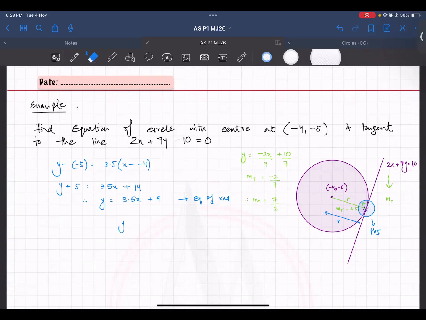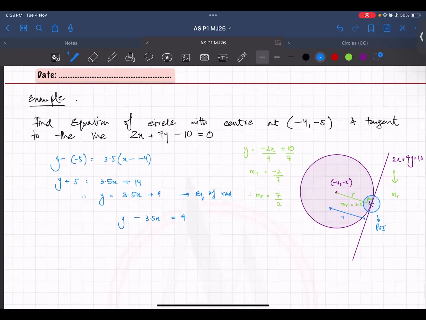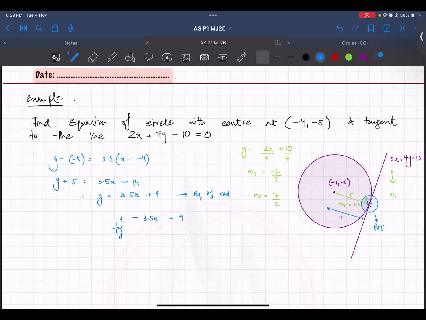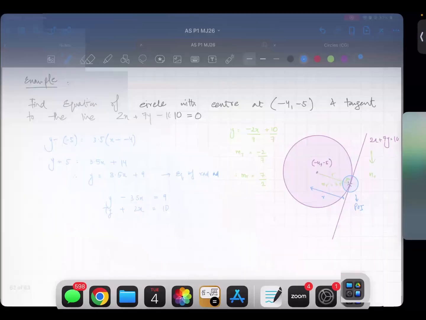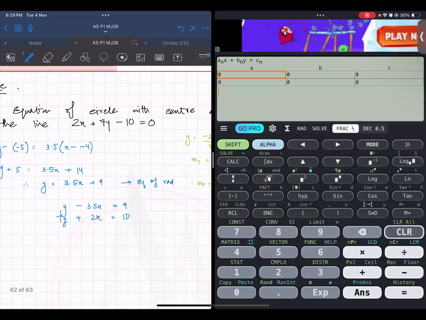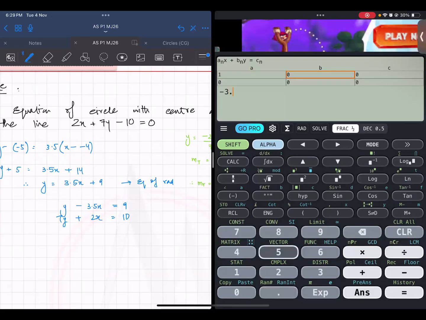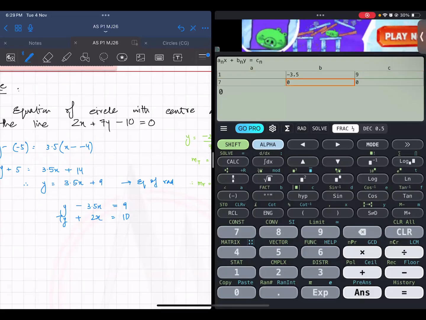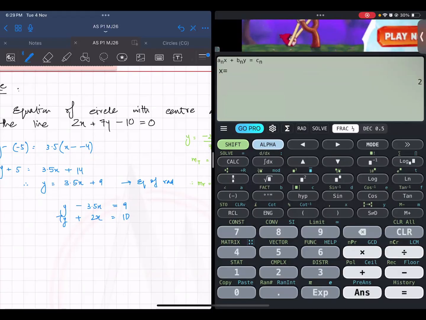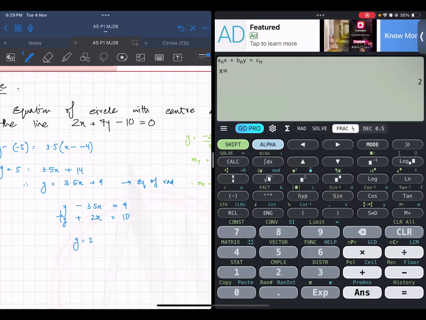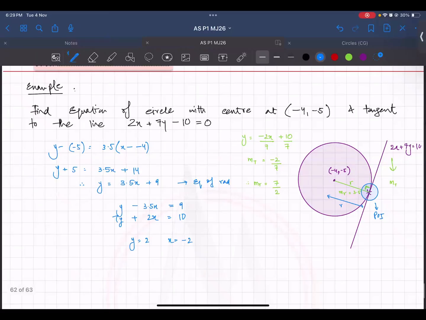So y minus 3.5x is equal to 9, and 7y plus 2x is equal to 10. Solve them simultaneously. Use your calculator as well and do it manually as well. So 1, minus 3.5, 9. 7, 2, 10. So your y is the value for the first variable, which is y for you. It is 2, and x is minus 2. So we have found this point. It is minus 2 comma 2.